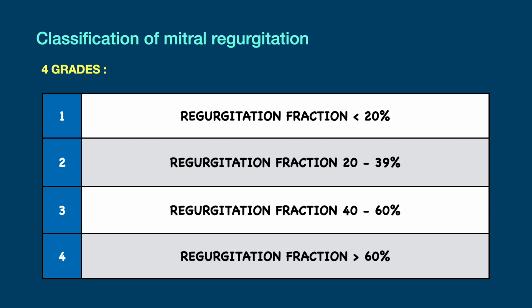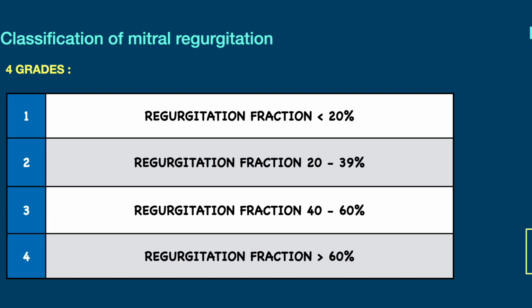Grade 3 is regurgitation fraction of 40 to 60%. The left atrium fills up completely with a contrast agent. The contrast medium density in the left atrium corresponds to the density in the left ventricle. And grade 4 is where the regurgitation fraction is more than 60%, where the left atrium fills up completely with a contrast agent during the first or second heartbeat, and the contrast medium density is higher in the left atrium than it is in the left ventricle. Reflux of contrast agent into the pulmonary veins occurs.